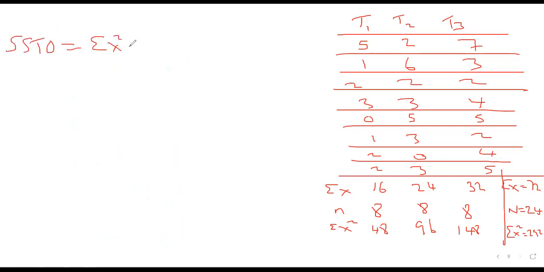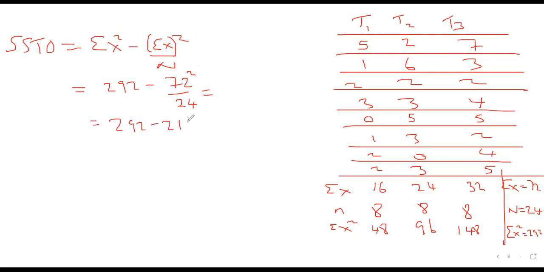Summation of x squared minus T squared over n. So here we have 292 minus 72 squared over n, which is 24, right? So 72 squared divided by 24 is 216. So here we have 292 minus 216. Okay, we're going to get 76.